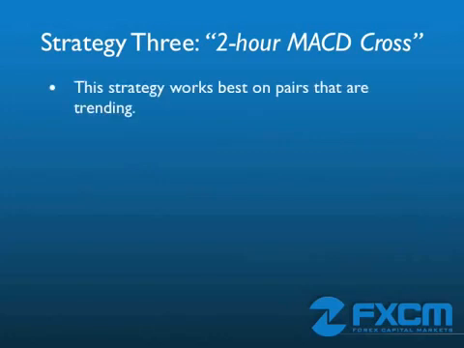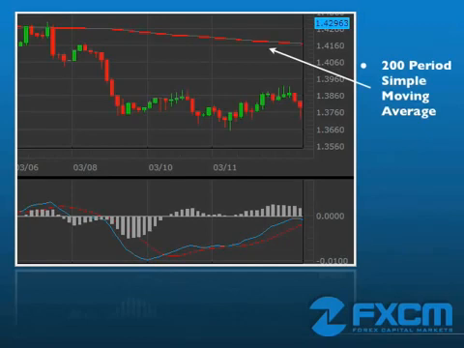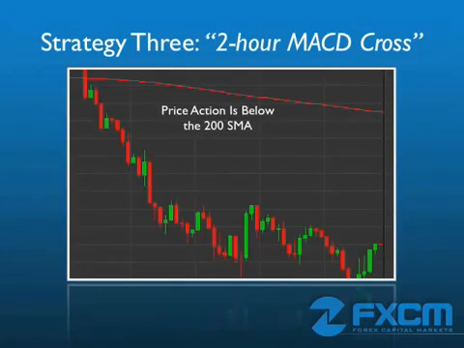Now let's take a look at our last strategy. In my opinion, this strategy works best on currency pairs that are trending. For this example, we're going to pull up a 2-hour pound-dollar chart and apply two technical indicators, a 200-period simple moving average, which is added to help me locate the direction of the trend, and a MACD, which is designed to identify trend changes. If the price action is above the 200-period moving average, like it is here, the pair is currently in an uptrend.